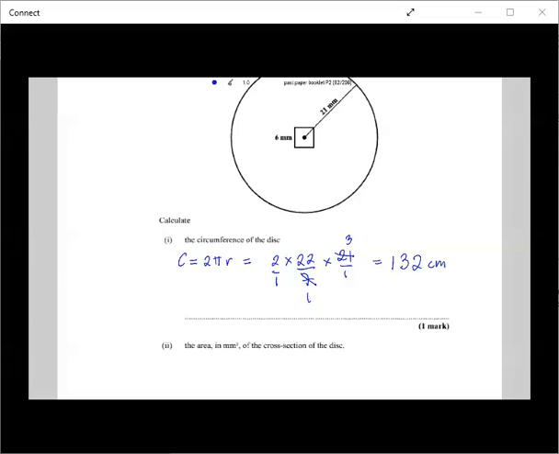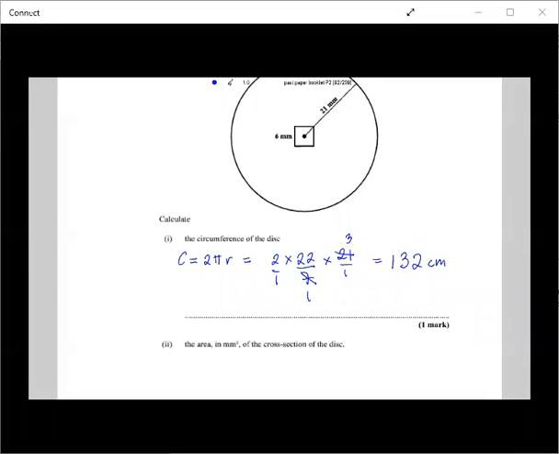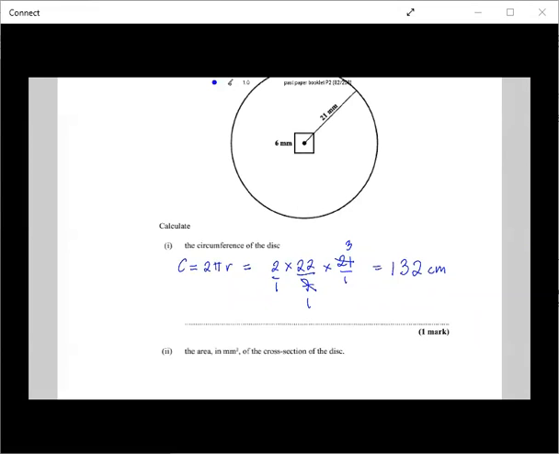Is it millimeter? Millimeter, thank you. Trying to get the robot to come out.